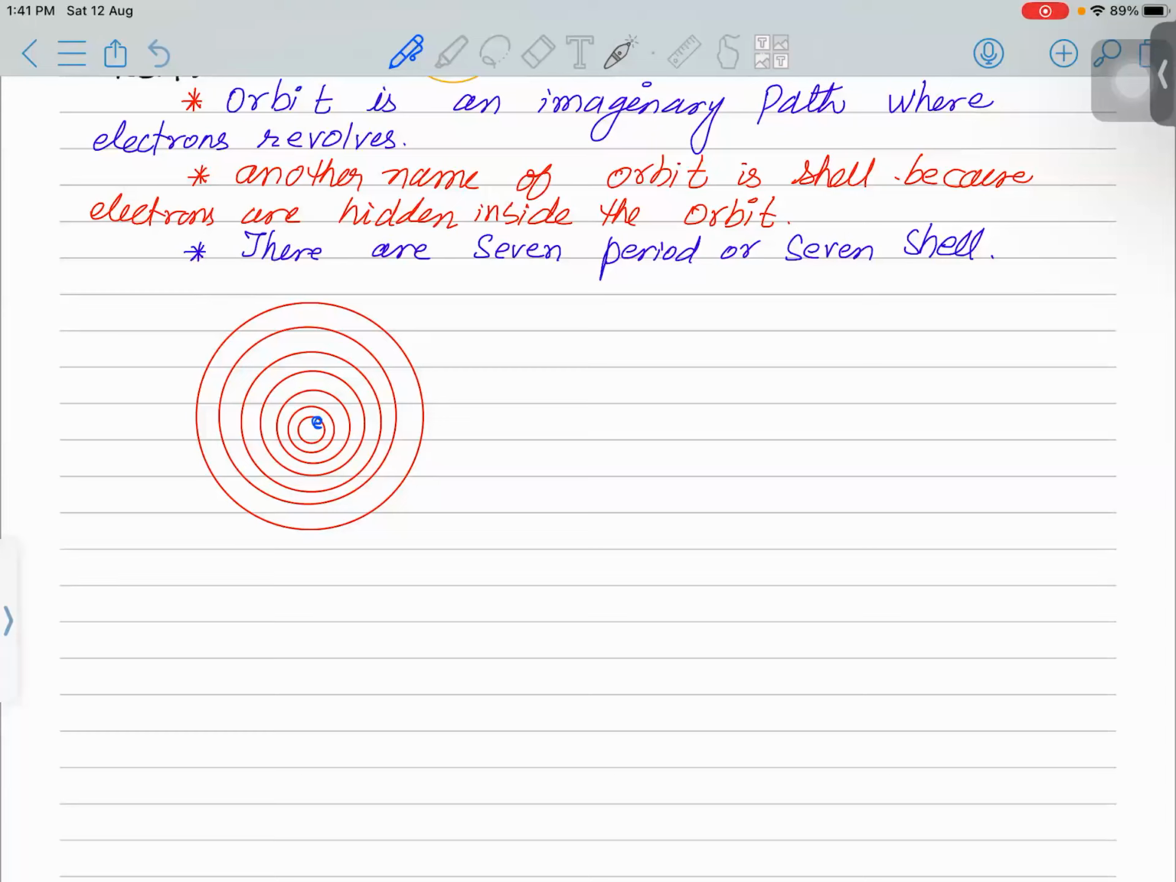Are you getting my point or not? Yes, sir. So each shell has a specific energy. That's why another name of orbit is energy level. Are you getting my point or not? Yes, I get it, sir. Okay, each shell has specific energy or level.